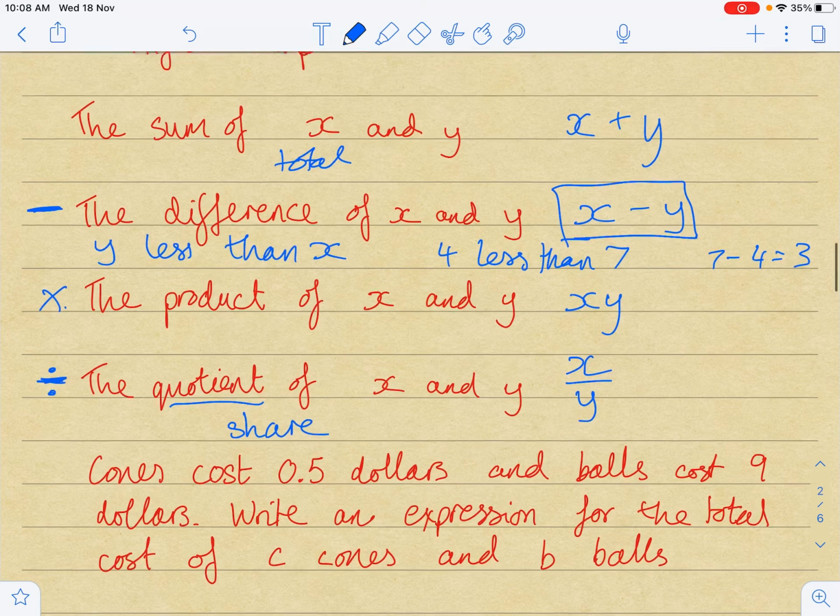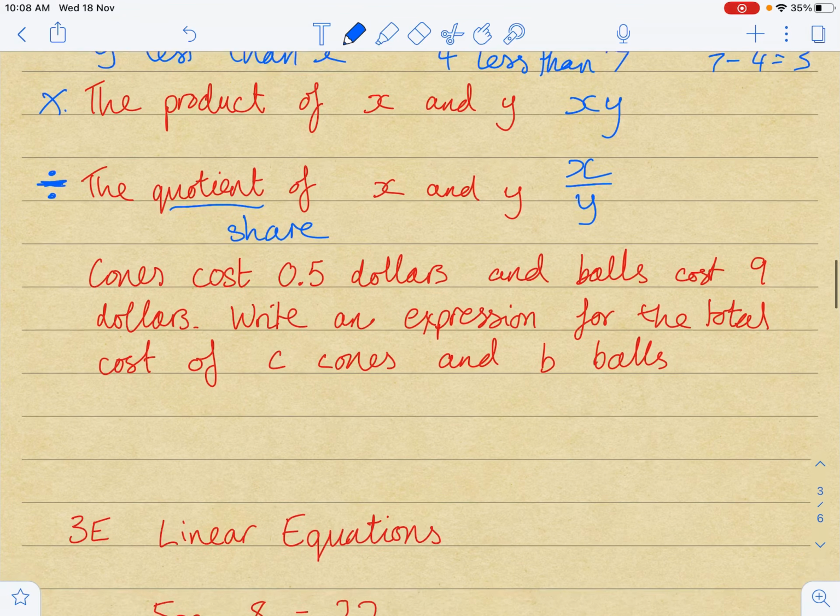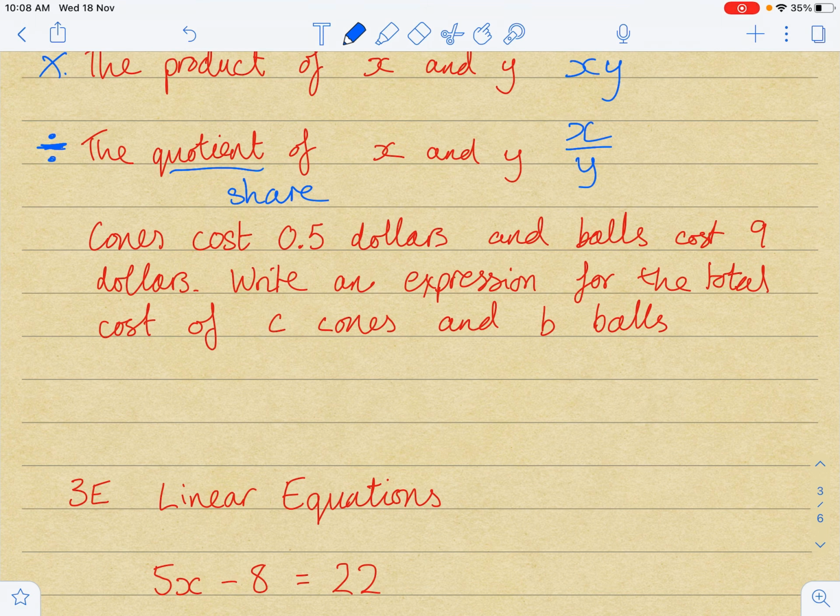Okay. So, product was times, sum of, add. Here's a good example. Cones cost $0.5, balls cost $9. So I'm a football coach buying some equipment. Right, an expression for the total cost of C cones and B balls. Well, the number of cones is going to be multiplied by $0.5. If I had 3 cones, I'd pay 3 lots of 0.5. So let's call it 0.5 times C. The balls is going to be $9 per thing, so it's going to be 9 multiplied by B. And the total added together. So that's an expression for the total cost of C cones and B balls.